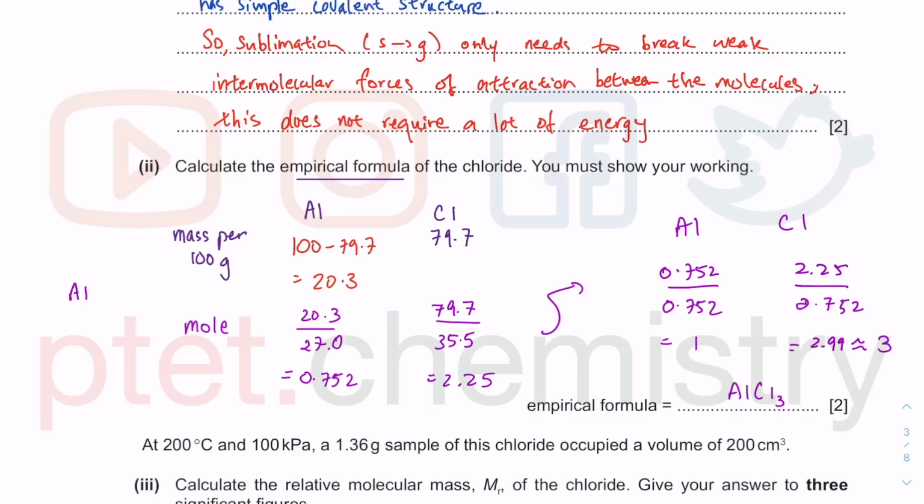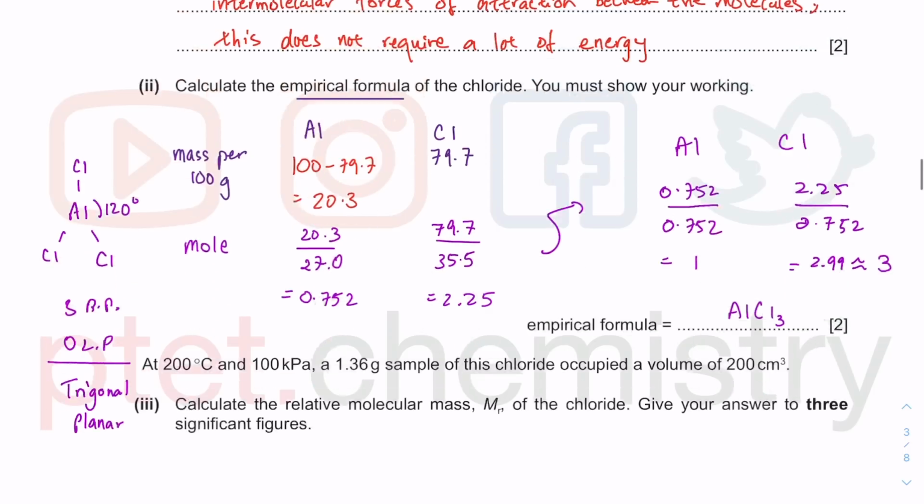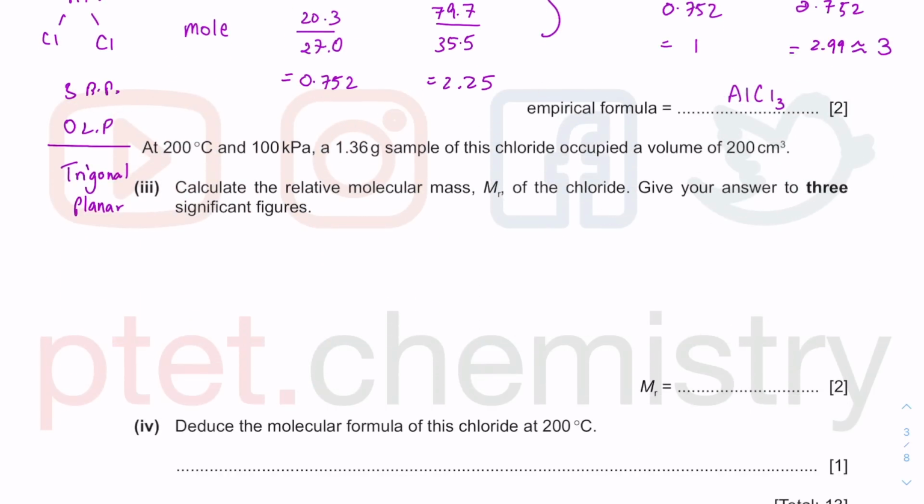Of course, as you know it, trigonal planar geometry, 3 bond pair, 0 lone pair, they repel equally, the 3 bond pair repel equally. What you get is trigonal planar. This is as stated in the VSEPR, valence shell electron pair repulsion theory from AS chemistry, structure and bonding, shape of molecule there. And the next bit is this sample of this chloride, meaning to say in the vapor phase, in the gaseous phase, they occupy this much volume. And they give you the temperature and the pressure.